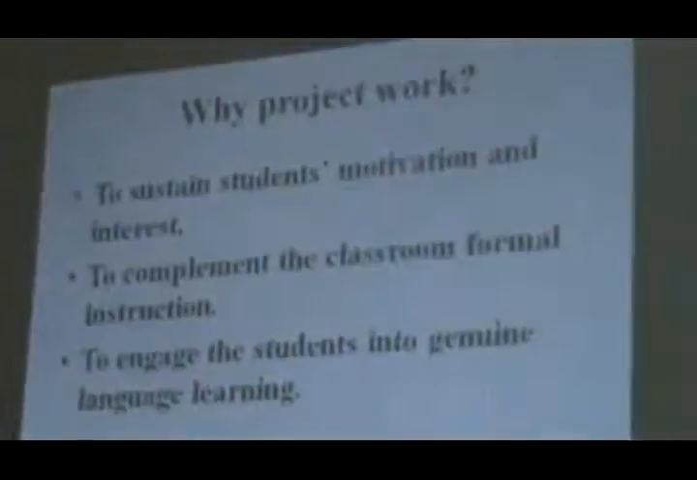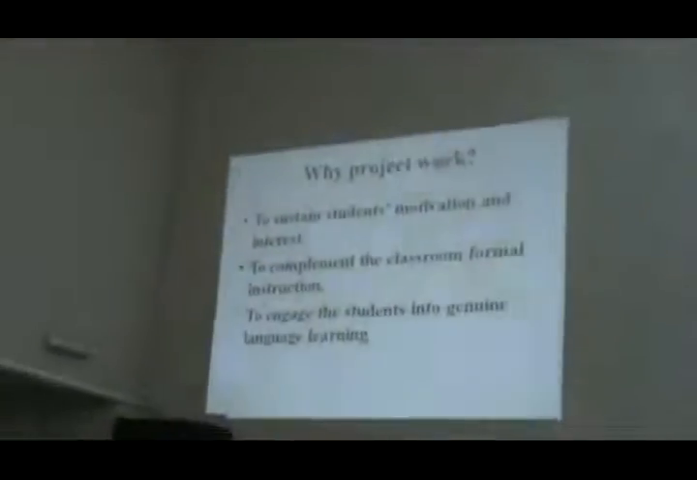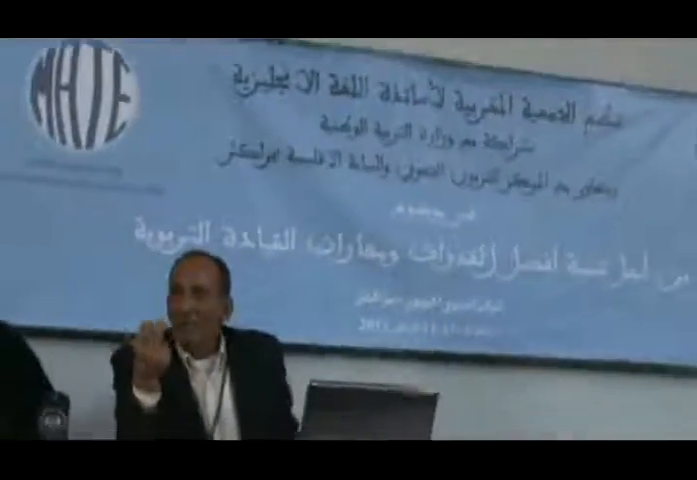So, first of all, why project work? Because most of the students usually ask us, we need something different. This is a question that we often hear: why don't we do something different today? And remember that this question holds a lot of meaning. Students want to get out of the ordinary, out of what's happening in the classroom, out of the text, and want to do something different.